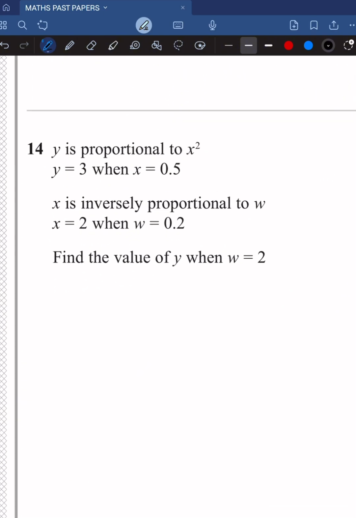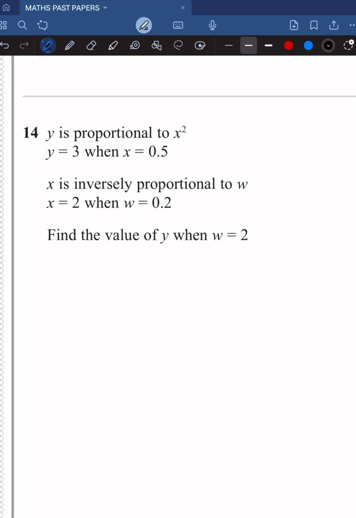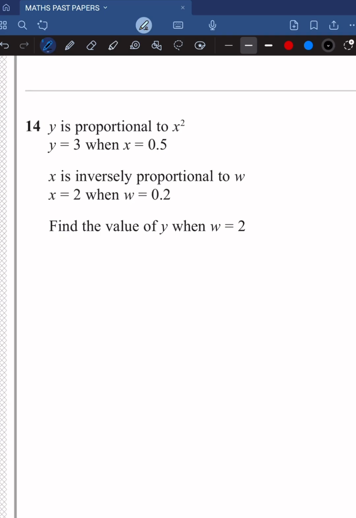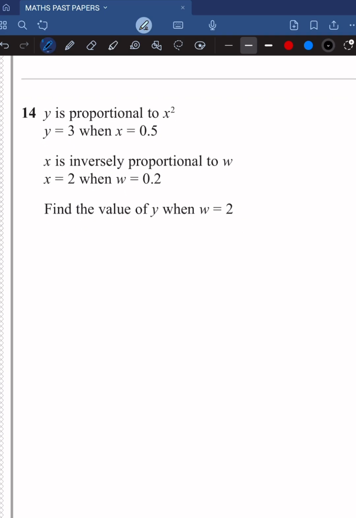So, number 14, y is proportional to x squared. y equals 3 when x equals 0.5. x is inversely proportional to w. x equals 2 when w equals 0.2. Find the value of y when w equals 2.